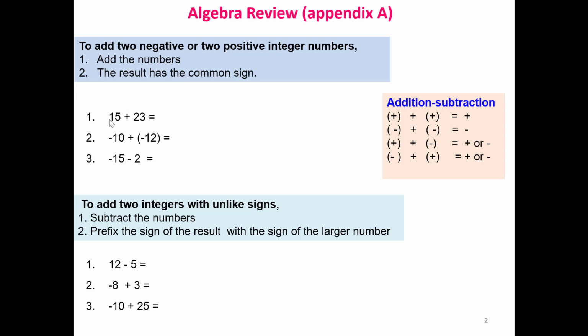If we want to solve problem number 1, 15 plus 23, we just add the numbers and the result will be positive. Yes, the result will be positive and will be 38.